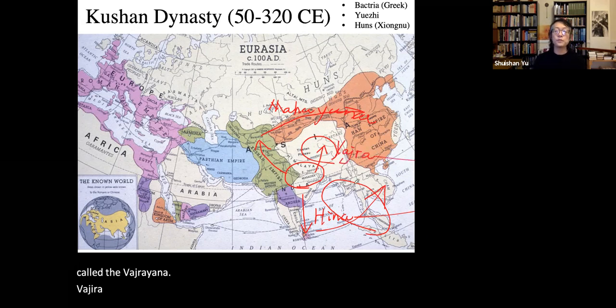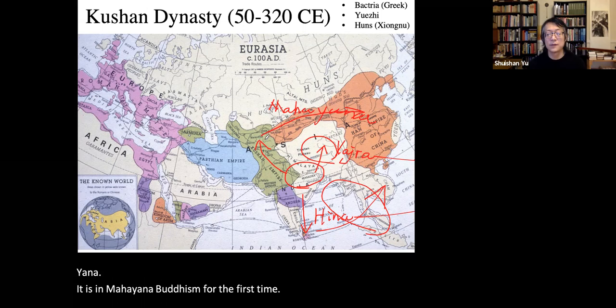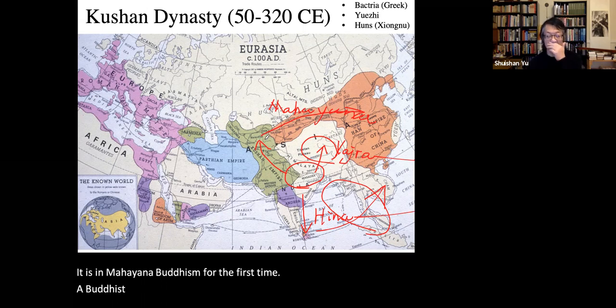Vajrayana. It is in Mahayana Buddhism, for the first time, that a Buddhist statue was created.